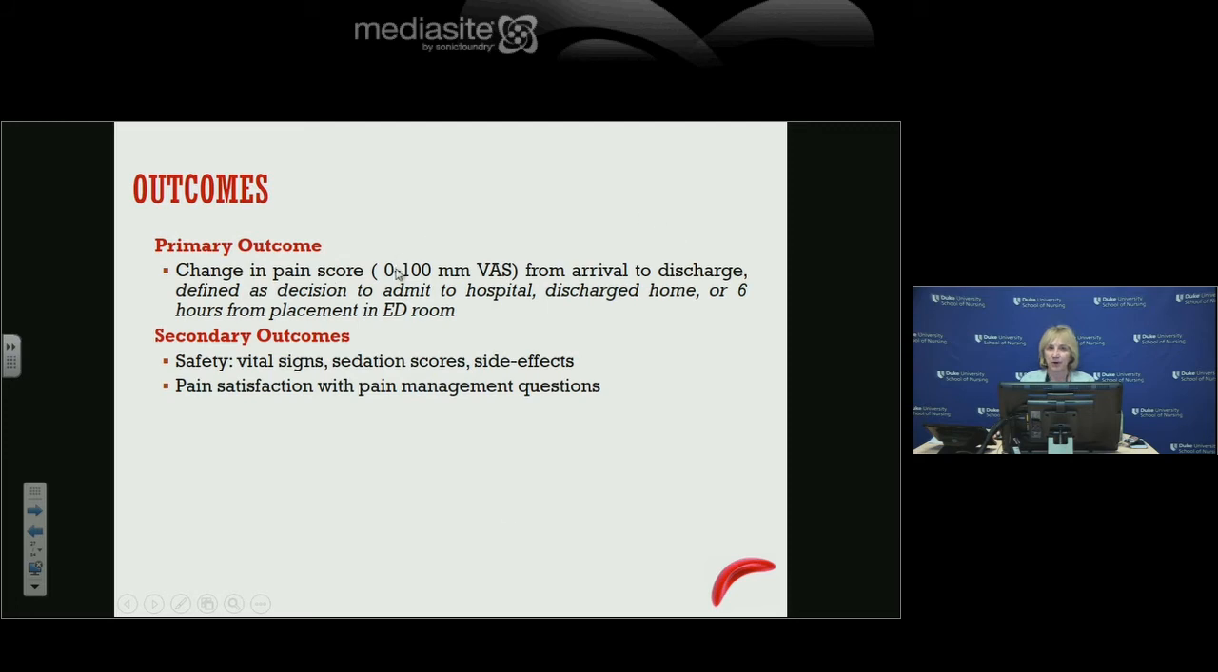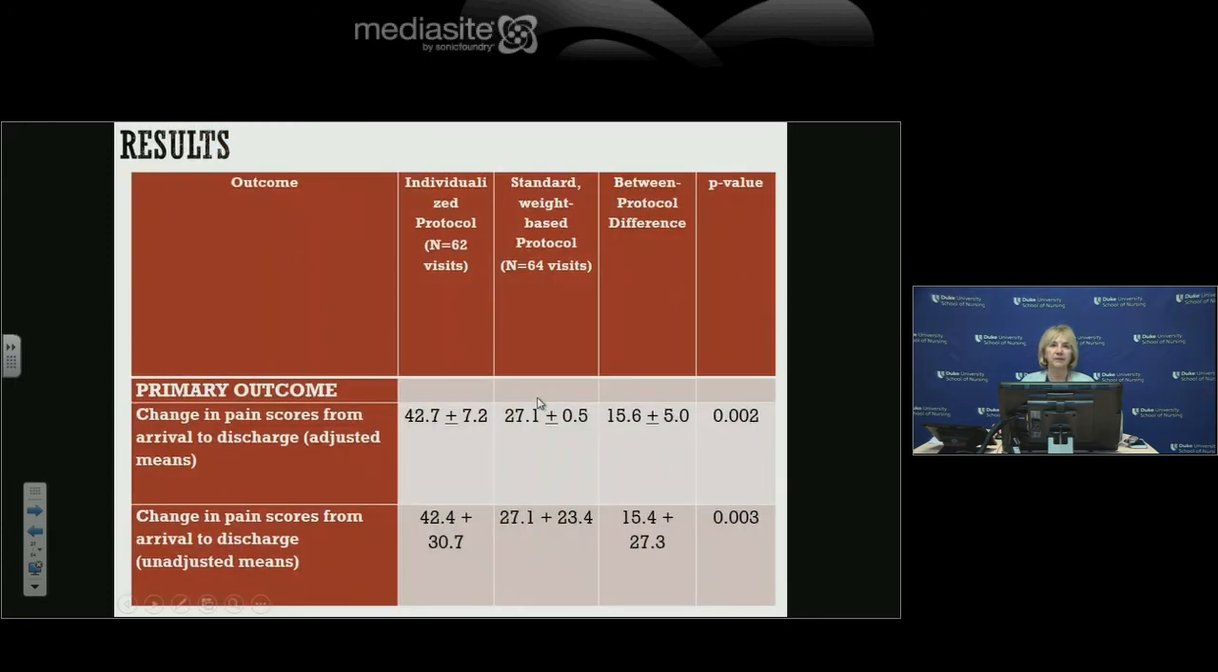So we talked about the primary outcome, change in pain score, and that was defined until discharge, which was when they decided to admit to the hospital, they went home, or 6 hours later. And then we did look at vital signs and patient satisfaction, side effects, etc.